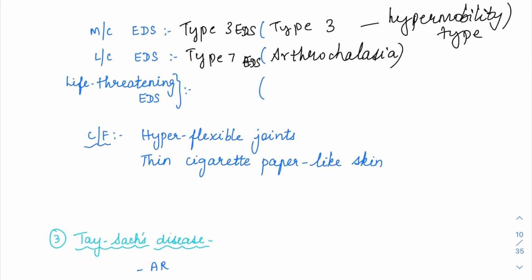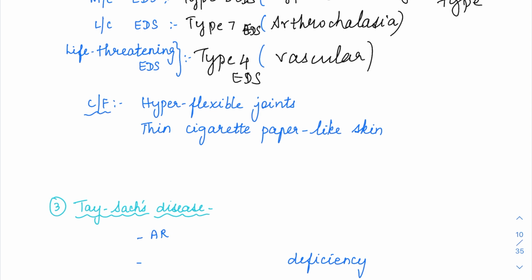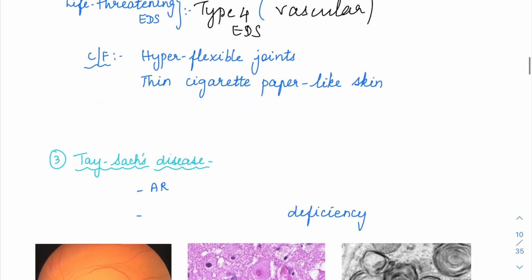But the most life-threatening type of EDS is type 4 EDS. Type 4 EDS is life-threatening because it is the vascular type. It is going to affect the vessels, resulting in massive hemorrhage and dissections. So you are going to have vascular pathology. That is the most dangerous one, occurring in type 4 EDS.